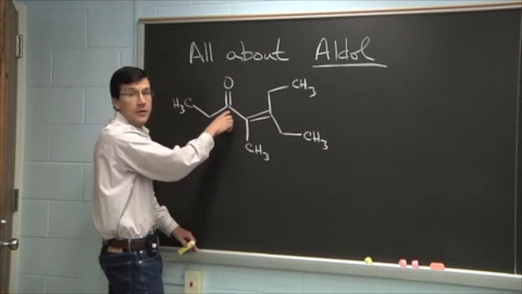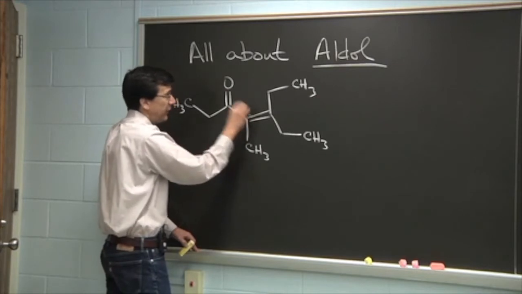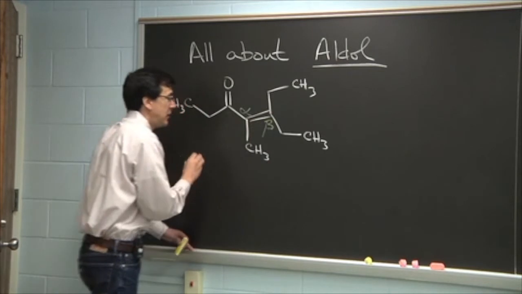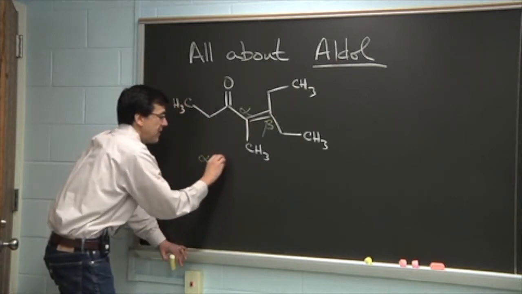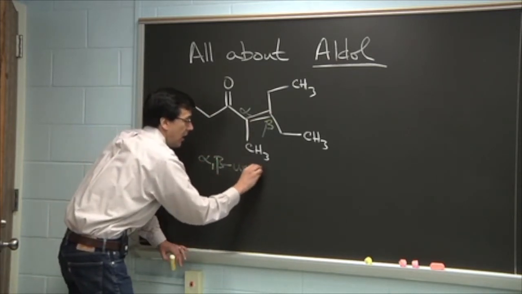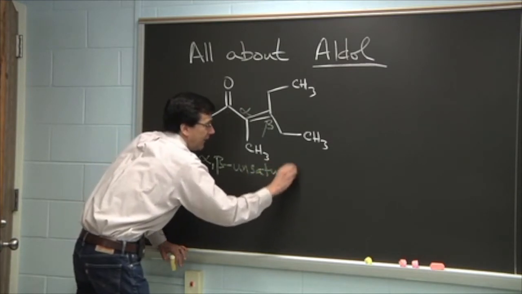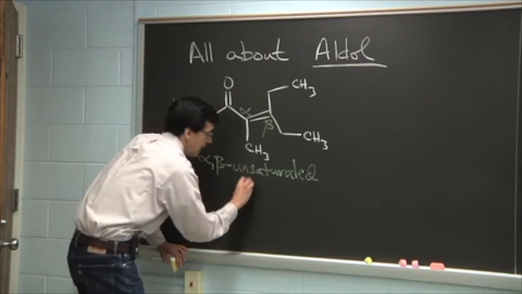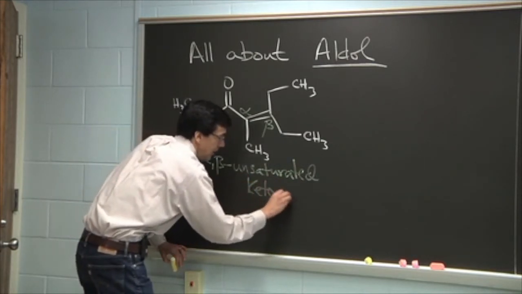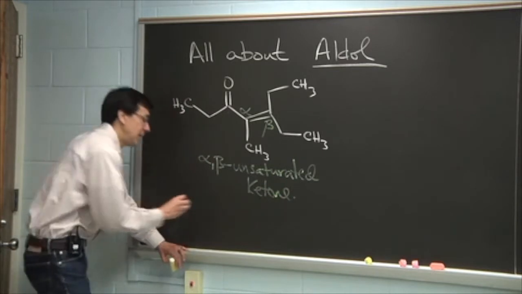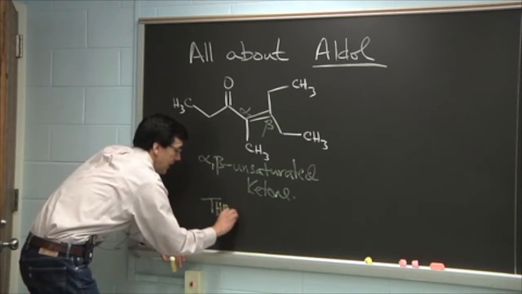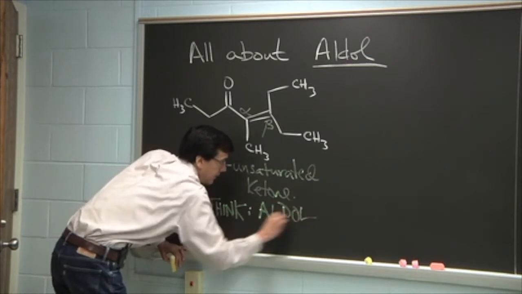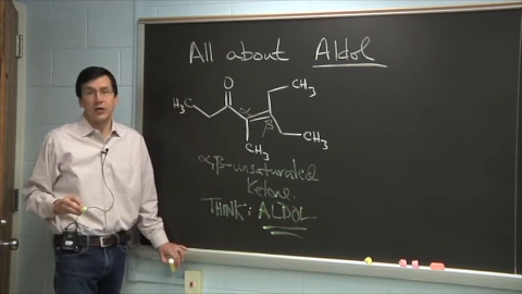Here's the carbonyl. The position next to the carbonyl is the alpha position, and then comes beta after alpha. So this is an alpha-beta unsaturated in the sense that it has a pi bond between alpha and beta. And in this particular case, it's a ketone. So retrosynthetically, we should think about making this compound using an aldol reaction.